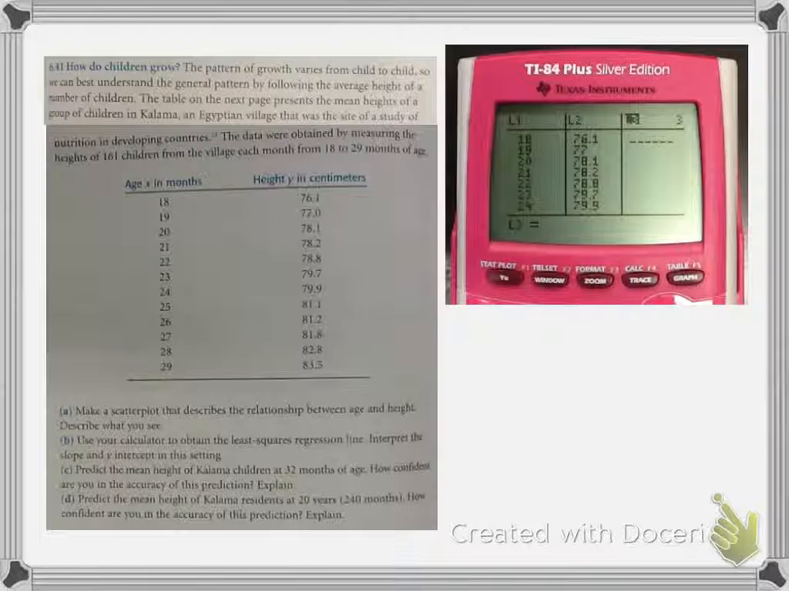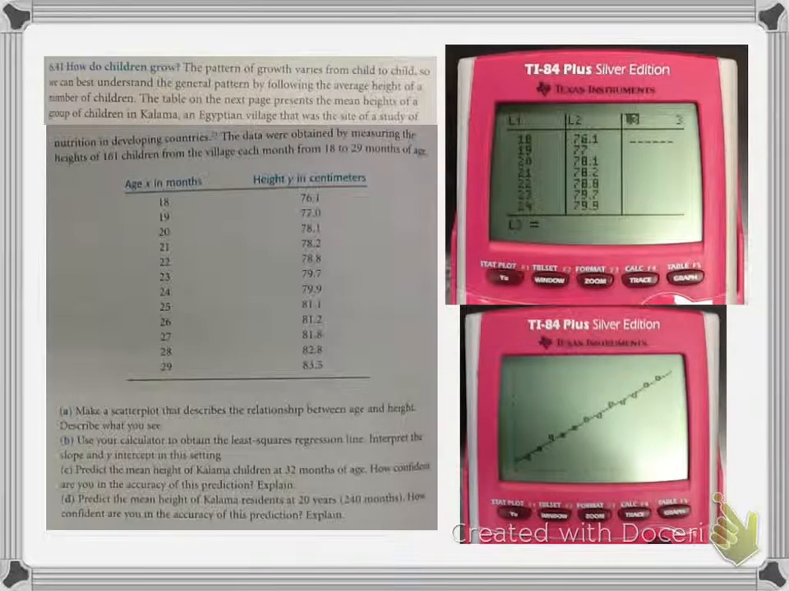Once it's on, press zoom and scroll down to number 9, which says zoom stat. Press enter. Your graph will appear on your calculator screen and the points should look like a semi-straight line. Now to answer A, you can conclude that there's a strong, positive, linear relationship between age and height.